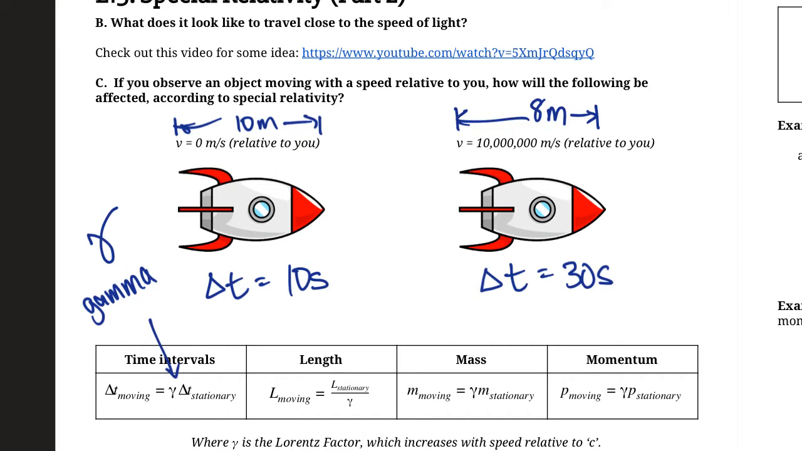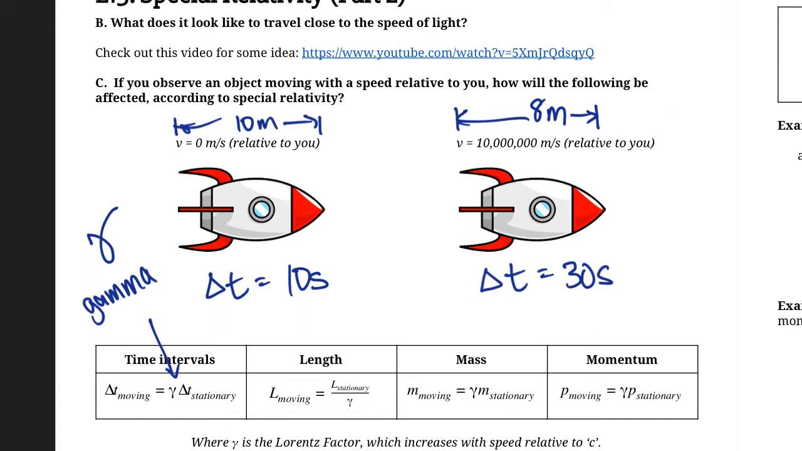So you'll notice it's the opposite of time. Time is directly related to it, where time increases as the object moves faster, or a time interval gets longer as it moves faster. Length actually decreases, which is why the relationship is you're dividing by gamma instead of multiplying by gamma.